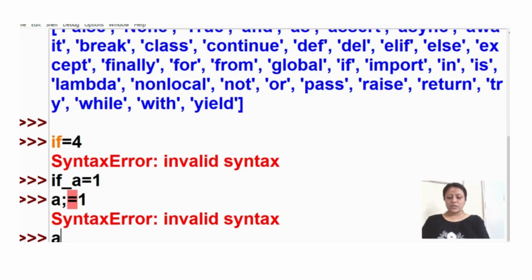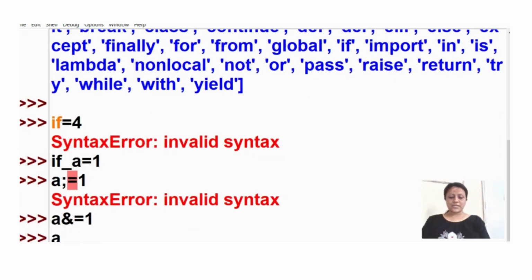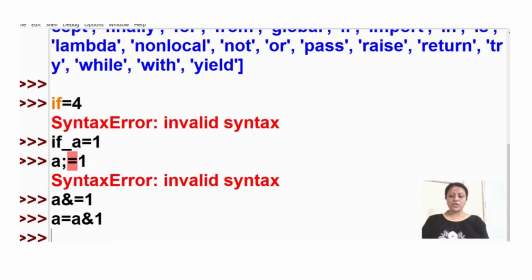But if you use an operator like a &= 1, then the ampersand equal to is the assignment operator, which means a = a & 1. You have to do the AND operation between a and 1, whatever be the value of a you take. So this is a different thing, but using any special character for the name of identifier is not allowed.